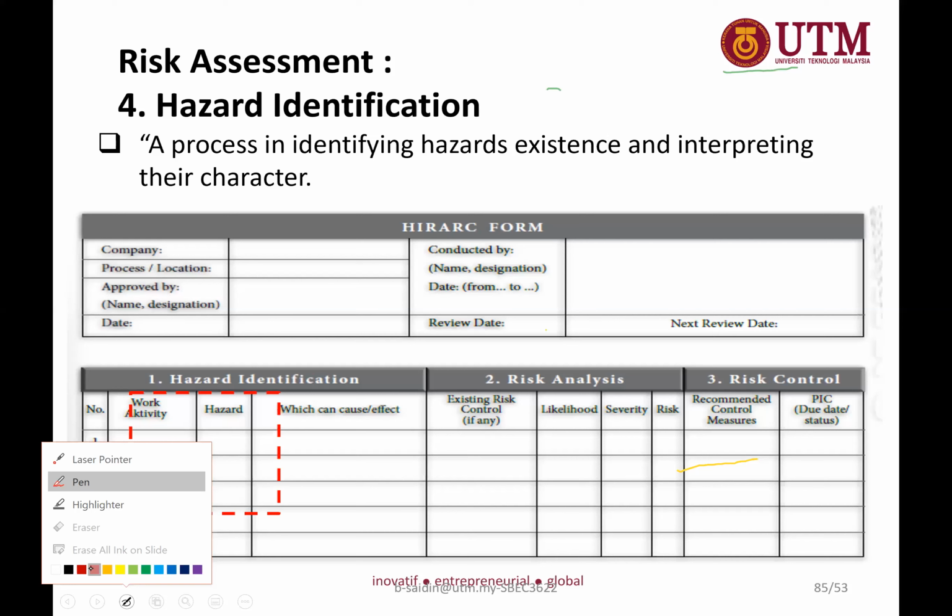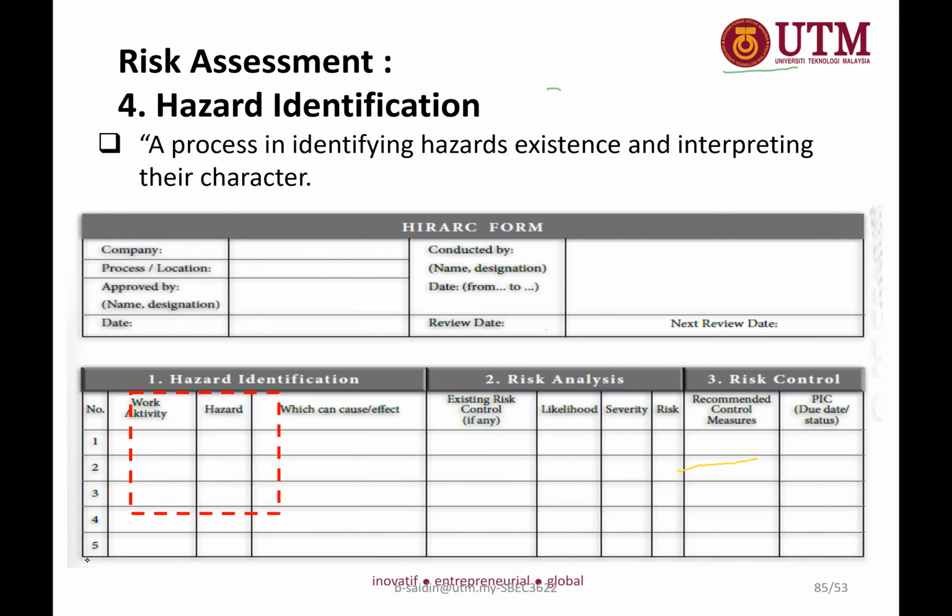Okay, hierarchy form. Normally, a hierarchy form has a few columns. We call it column, and row. This is what we call row. You can have as many rows as possible. You can add many rows. But the most important thing is the information that you need to capture.